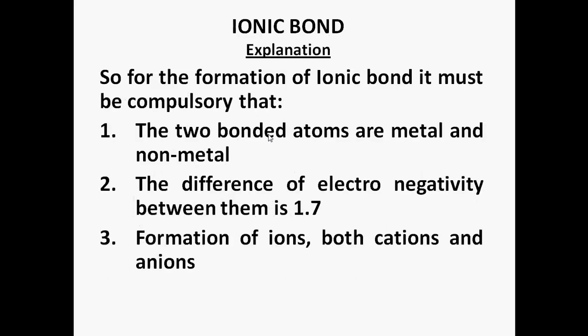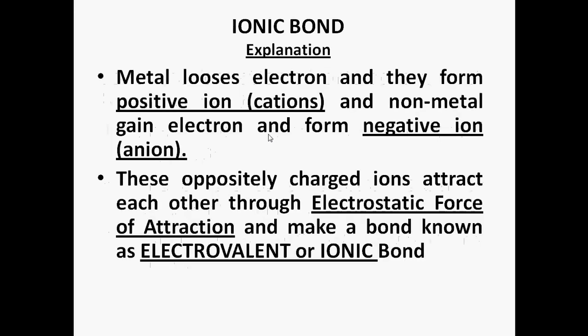Now, for the formation of an ionic bond, it is compulsory that the two bonded atoms are a metal and a non-metal. The difference of electronegativity between them is 1.7. Electronegativity is the ability of an atom to attract the shared pair of electrons towards itself. Ions, both cations and anions, are formed by the loss or gain of electrons. Metals lose electrons and form positive ions, cations, and non-metals gain electrons and form negative ions, anions.